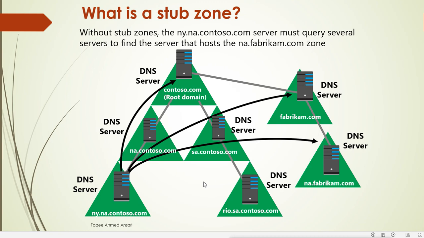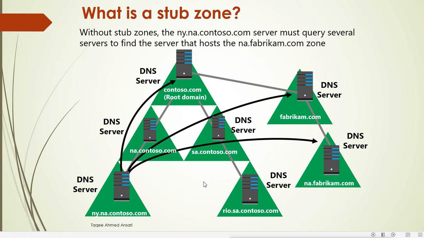Then the third zone we have is the stub zone. So when we create the zone, we have an option to create the stub zone. Now what is this stub zone? A stub zone is a zone which has special records, special information about the other DNS servers, other DNS servers of other domains.